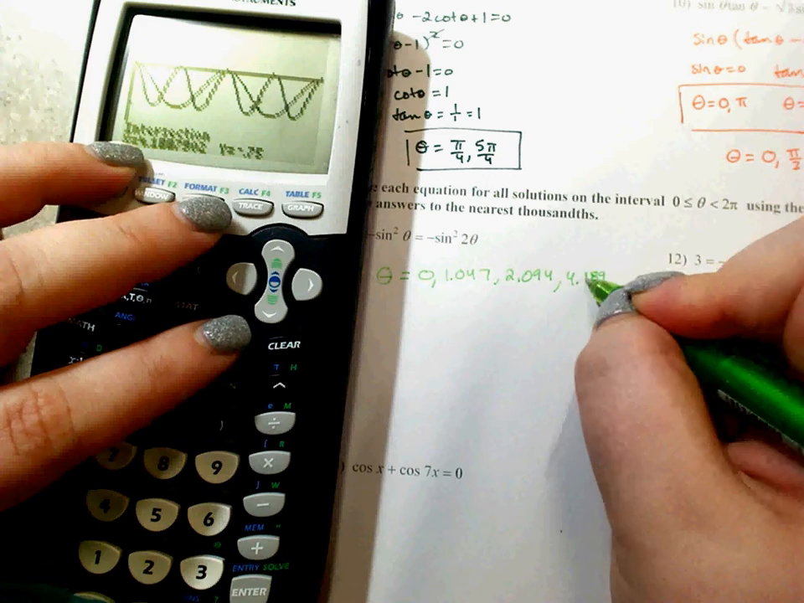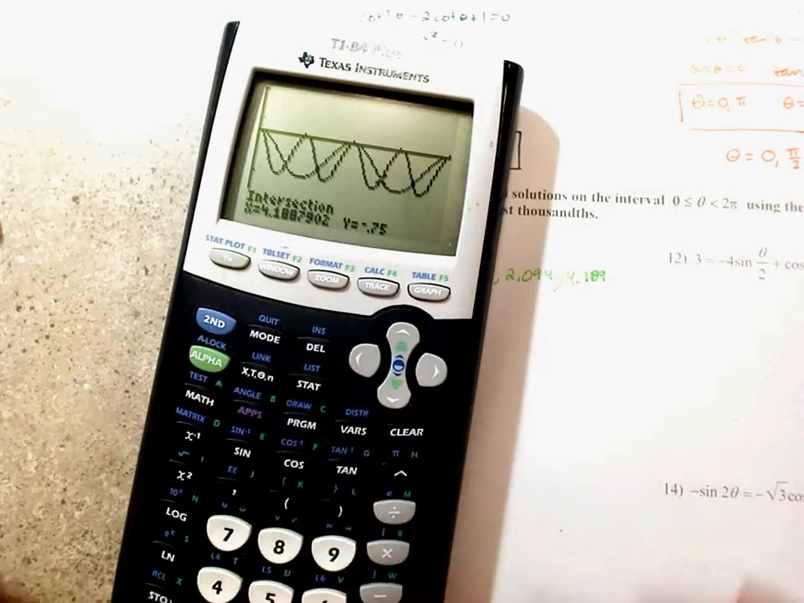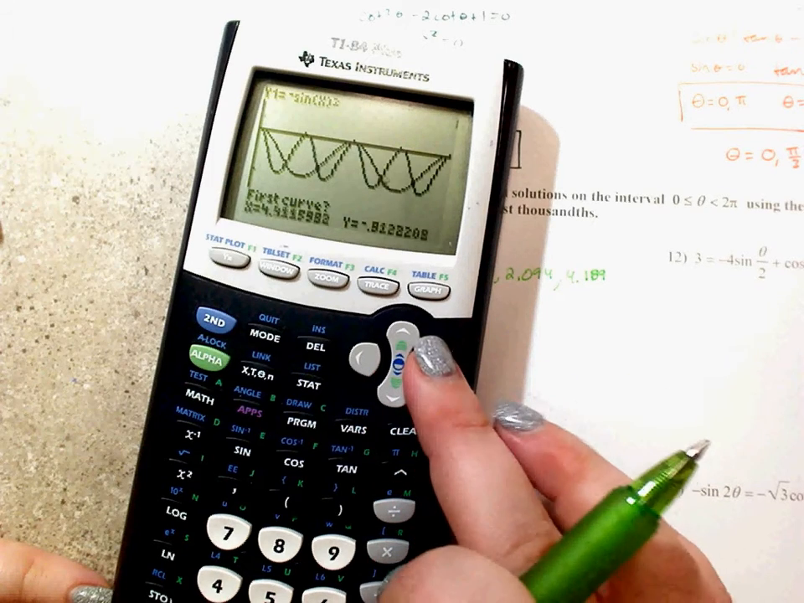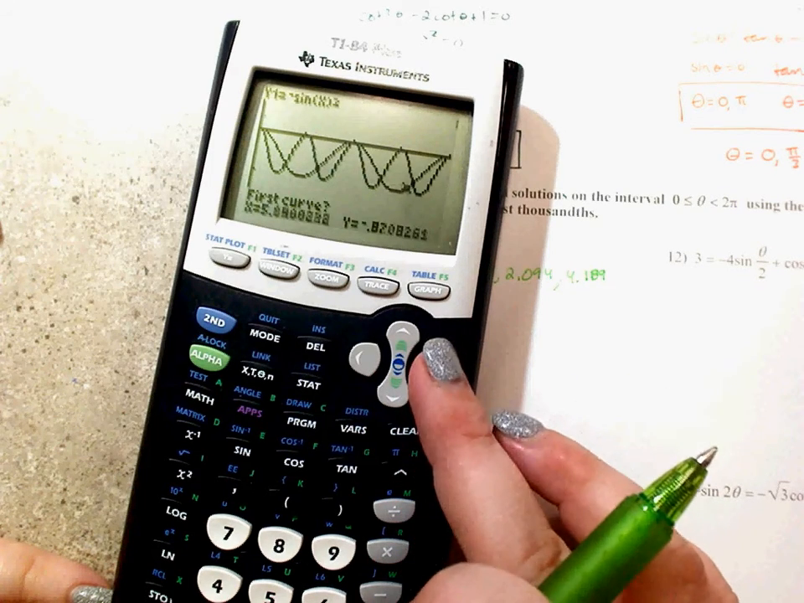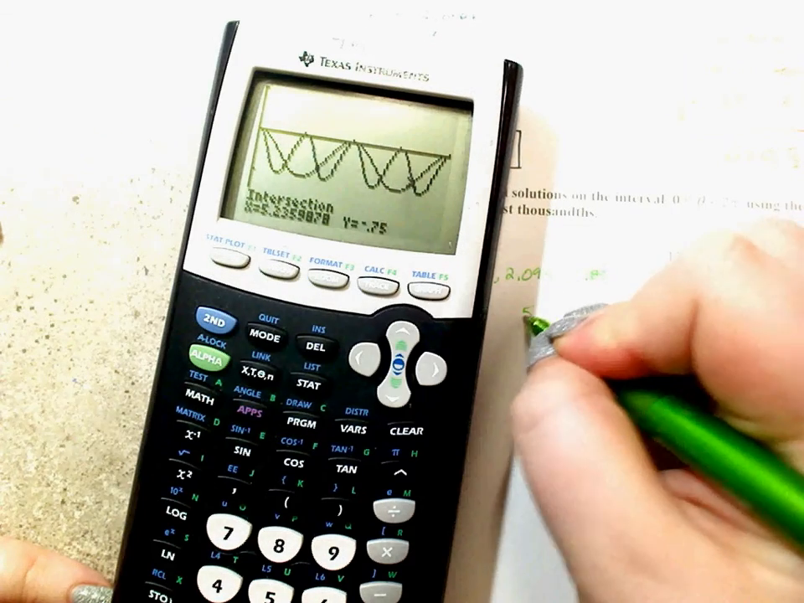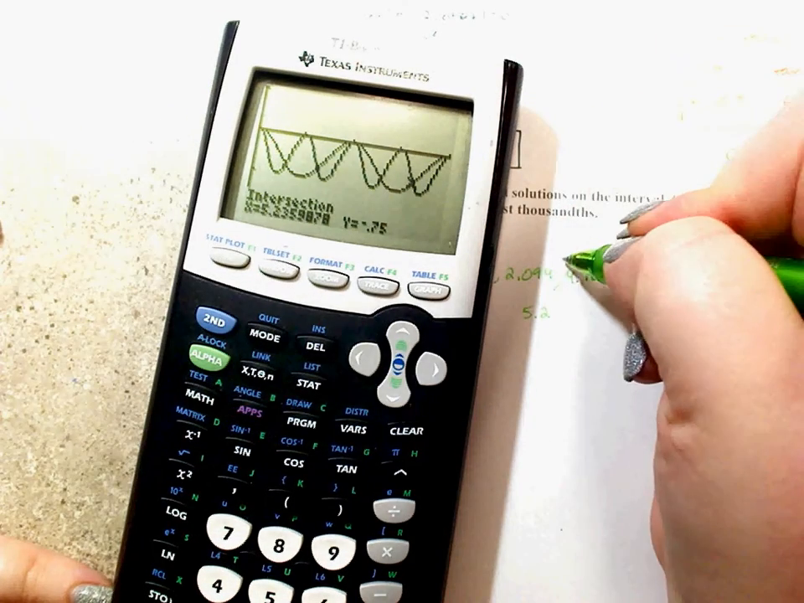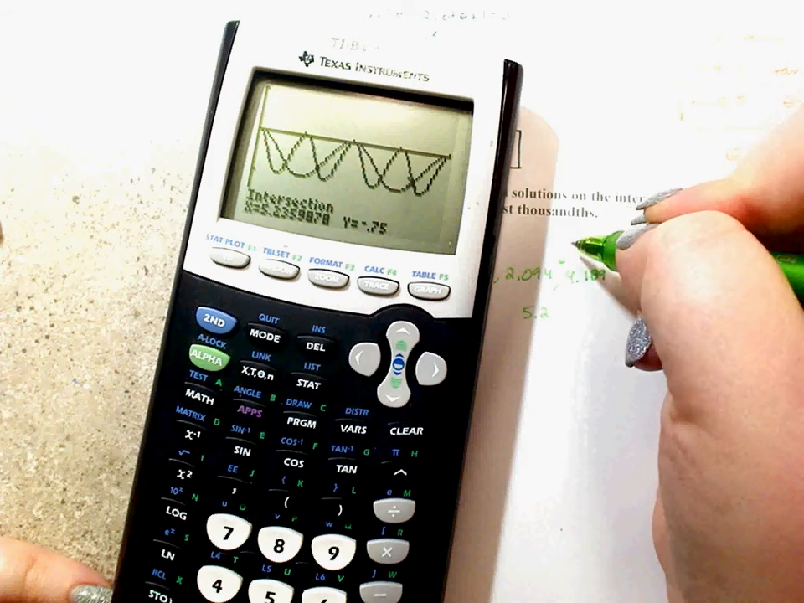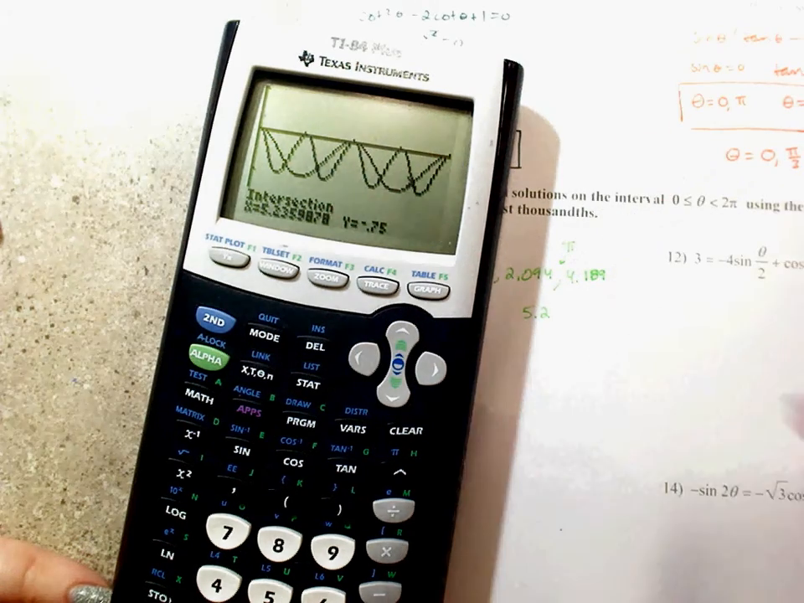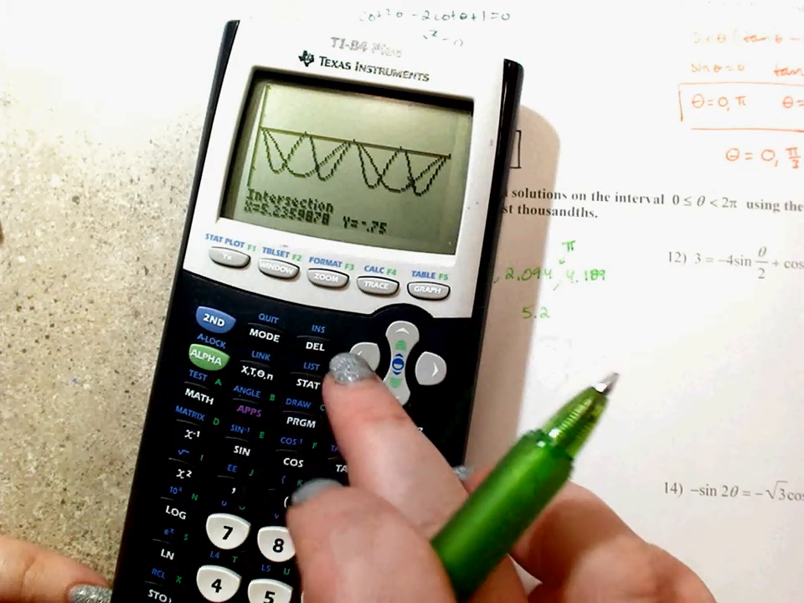Okay. And then one more. Second, calculate intersect. And you get 5.2. Just kidding. I forgot pi. I'm just going to put pi. Although, that's great. 5.236.